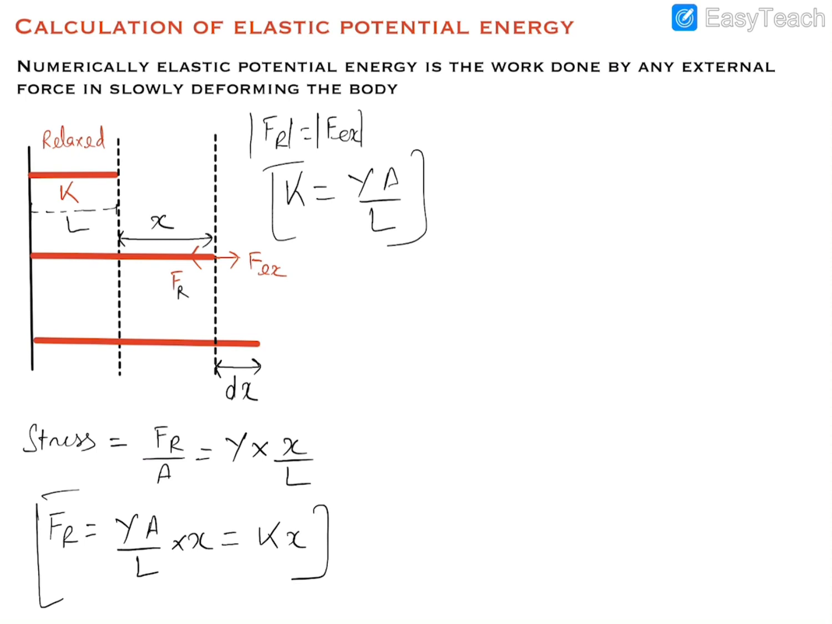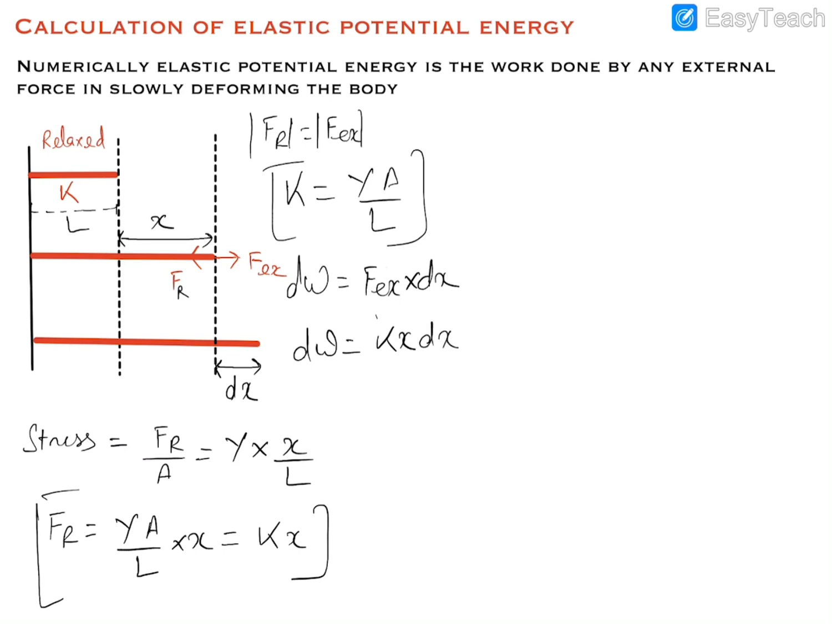Now we know that when we are stretching this wire further by a distance of dx, then the work done by external force, small work done dW, will be equal to F external into dx. So dW will be equal to F external, which is kx, because we have assumed that the restoring force and external force are equal in magnitude, and the restoring force is kx if we are comparing it with a spring.